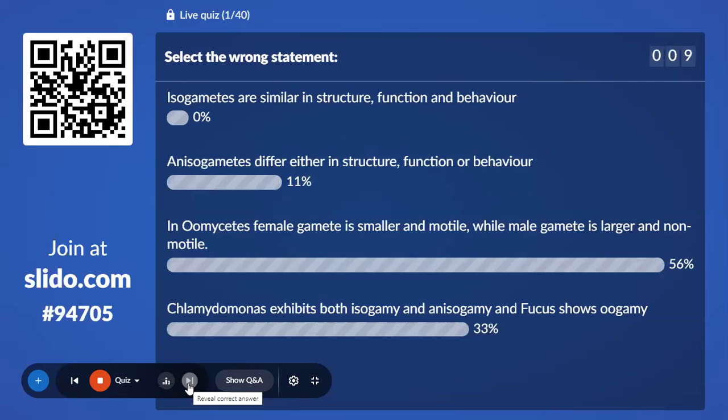We have 56% vote with option number C. Let's reveal the correct answer as to be option 4. Sorry, option number 3. Select the wrong statement. Isogametes are similar in structure, function, and behavior. It's correct. Okay. Anisogametes differ either in structure, function, or behavior. It's also correct. Plant kingdom, year number 1, +1.